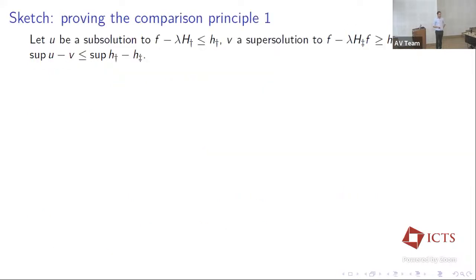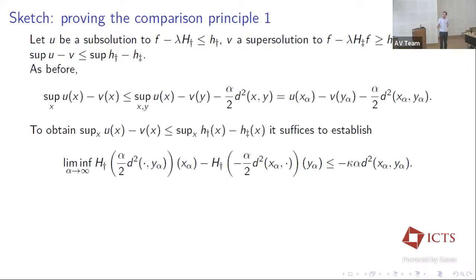So let's go back to the comparison principle. Why would we have a comparison principle in this case? Let's go back to this argument that we did for the R^d case. So we start as before. We take this difference, we subtract alpha times d squared, we pick our optimizers. Then we know that we have a subsolution for H dagger and a supersolution for H double dagger. We do the same estimates as before. And to get this upper estimate, I need to establish that this difference, and then perhaps with the lim inf, is upper bounded by 0.